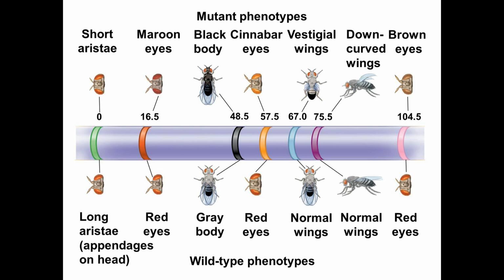Alright, so here you're looking at a genetic map of different phenotypes for fruit flies. You're looking at genes for body color, genes for eye color, genes for the antennae, genes for other variants of eyes, for wings, for different variants of wing structure, and how close these genes are to one another by using the recombination frequencies.